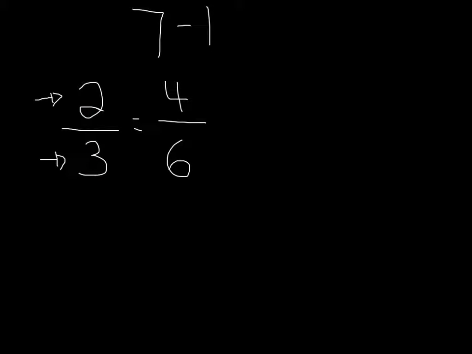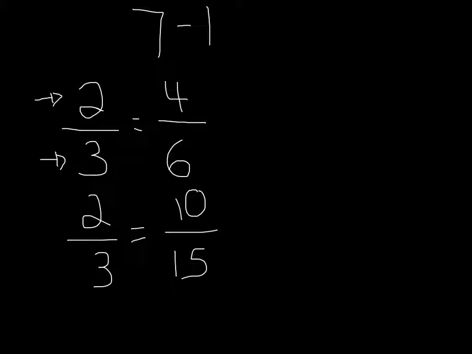We can continue doing that if we multiply, let's say, the bottom by 5. 3 times 5 equals 15. Then we have to do the same to the numerator. 2 times 5 is 10. So now we can say that 2/3 is equal to 10/15.